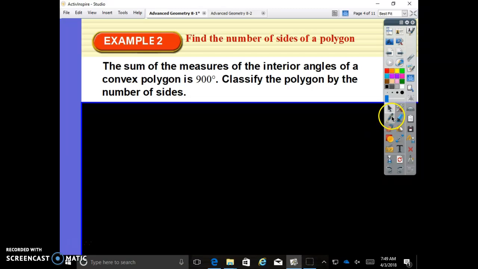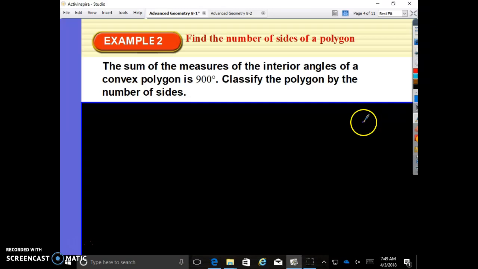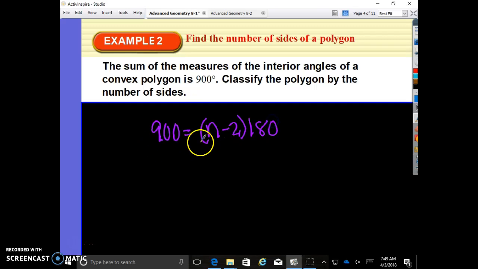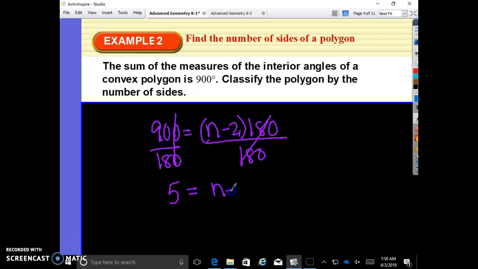The sum of the measures of the interior angles of a convex polygon is 900 degrees. Classify the polygon by the number of sides. So 900 degrees equals n minus 2 times 180. What minus 2 times 180 gives you 900? Well, we're going to divide out the 180 on both sides first using opposite operations to isolate the n. So 900 divided by 180, or 90 divided by 18, because you can cancel out those zeros, right? You're going to get 5. 18 goes into 90 5 times. 5 equals n minus 2.